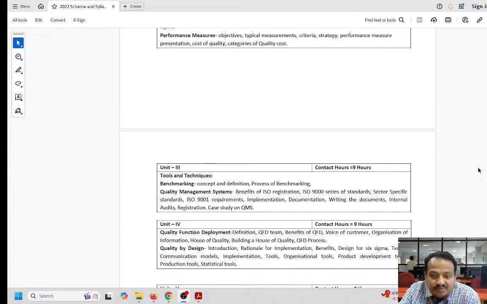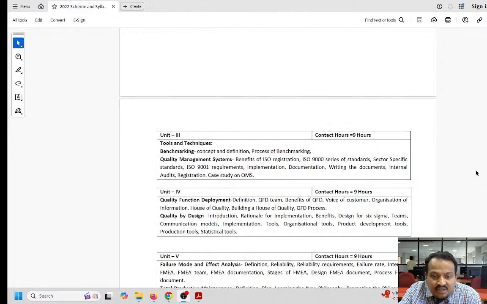Then you have quality management systems, that is benefits of ISO, and case studies on quality management systems. You have different case studies like Amazon, Flipkart. Then you have the service centers with respect to Hyundai, Maruti, Toyota. All these things will be studied in unit 3.